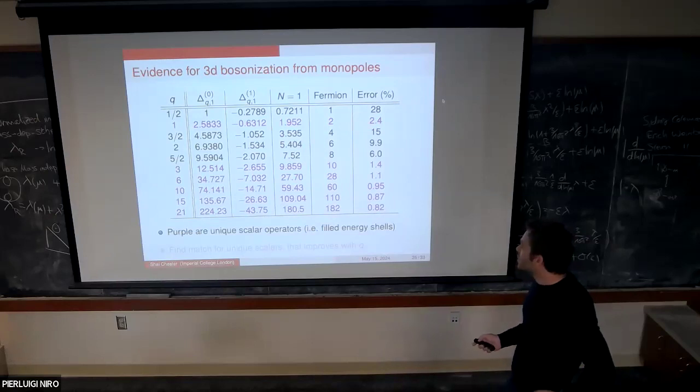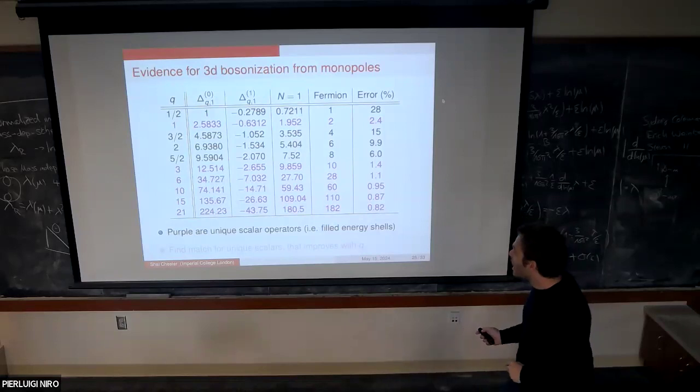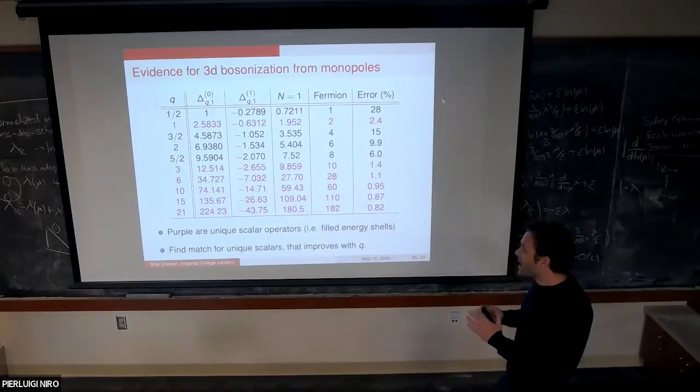So for instance, once we get to Q equals 21, our prediction is 180.5, and the exact answer is 182, which is quite a match. I mean, this is a relative error of less than 1%. And in fact, it seems like the relative error is going to 0 as Q gets bigger, although it becomes harder and harder to do our calculation as Q gets bigger. So this seems like a magical match.